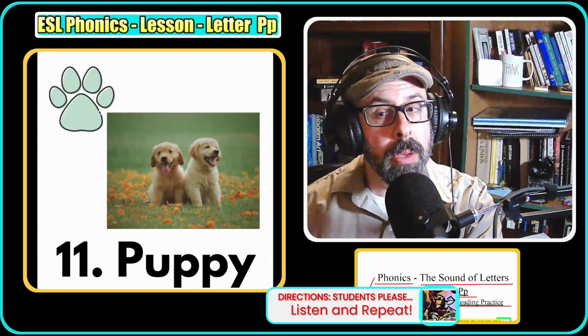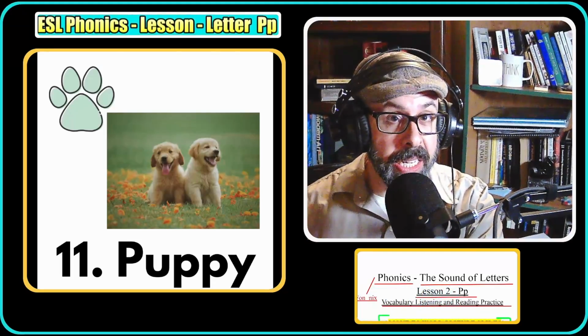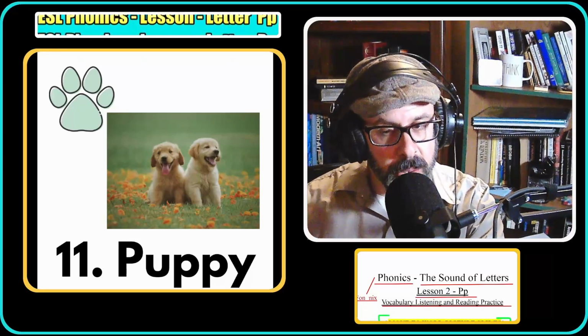11, P, puppy. P, puppy. 2 syllables, 2 sounds, puppy. P, puppy.